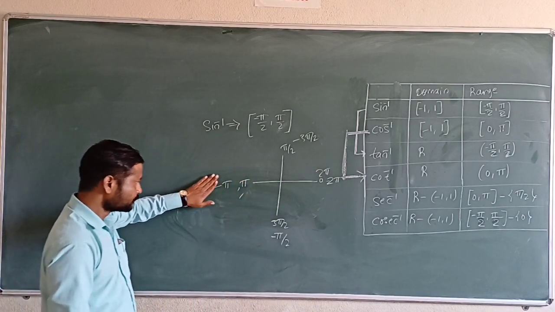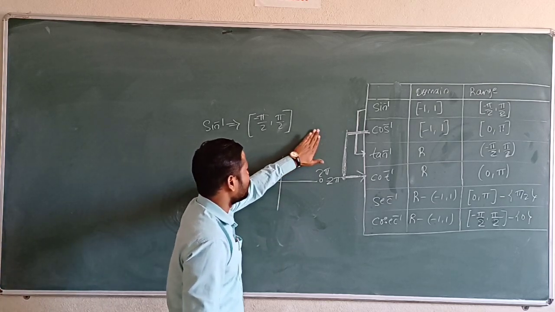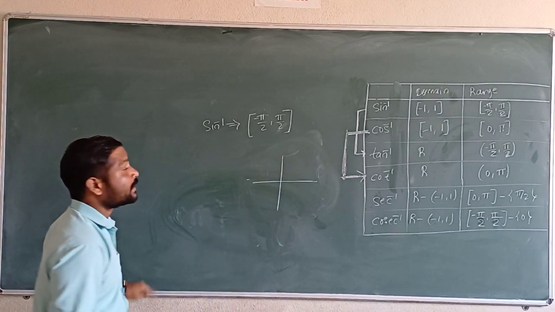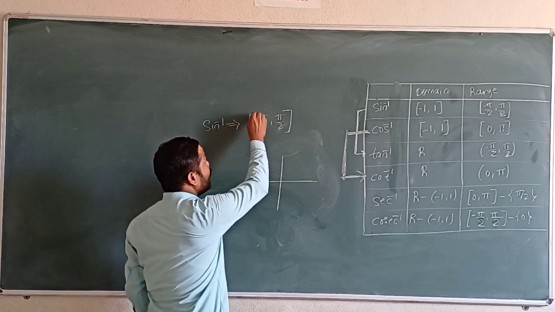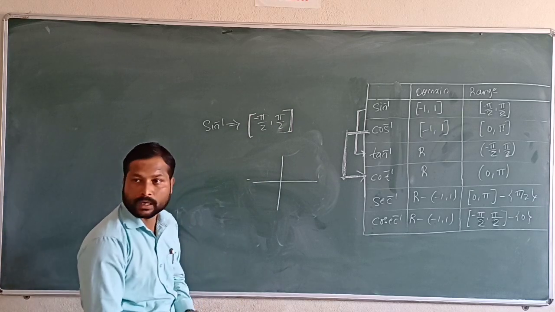Now see here, take up the sine inverse range there. The sine inverse range is minus pi by 2 to plus pi by 2, right? That is closed interval minus pi by 2 to plus pi by 2.